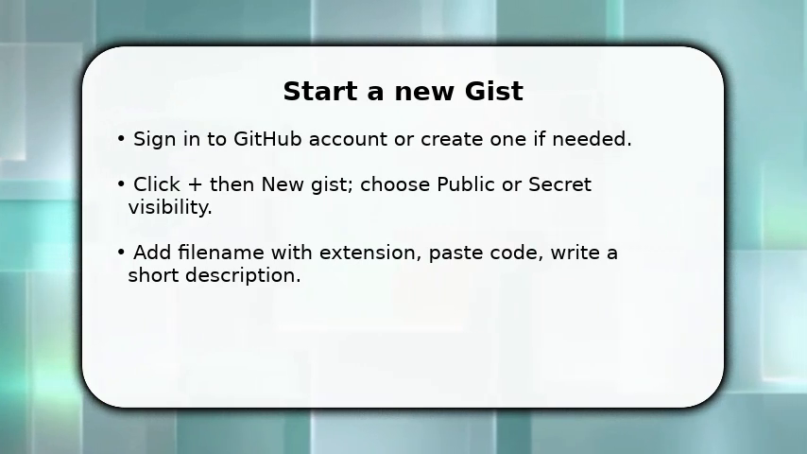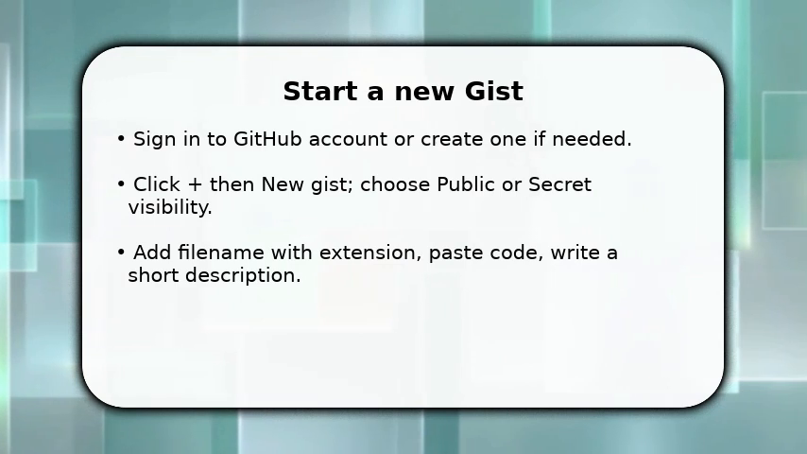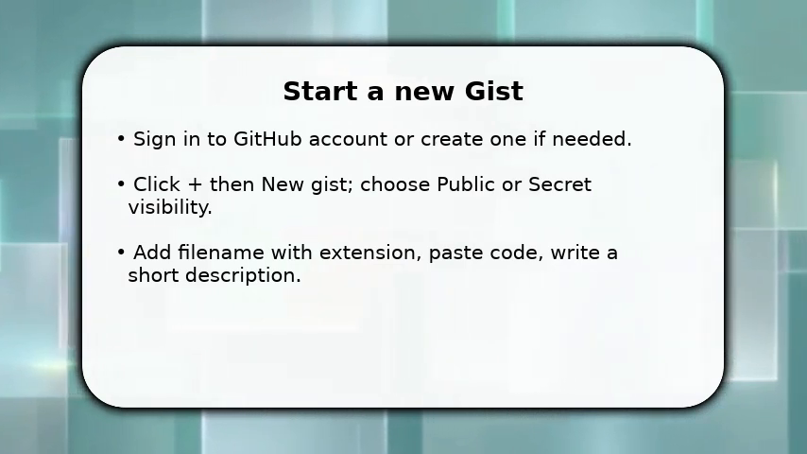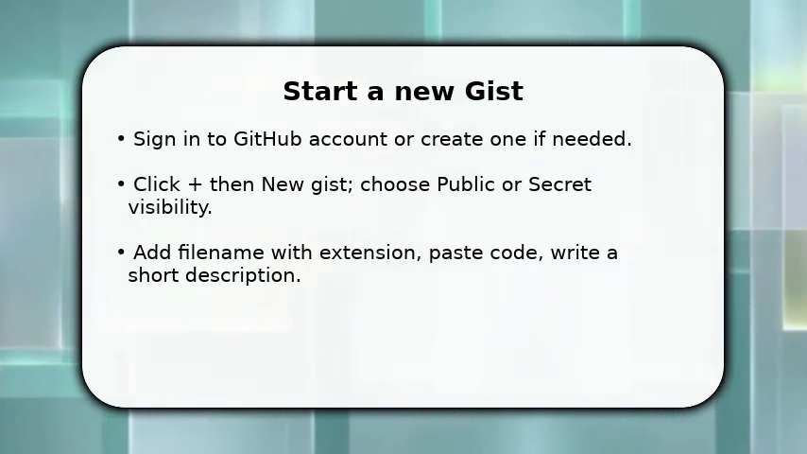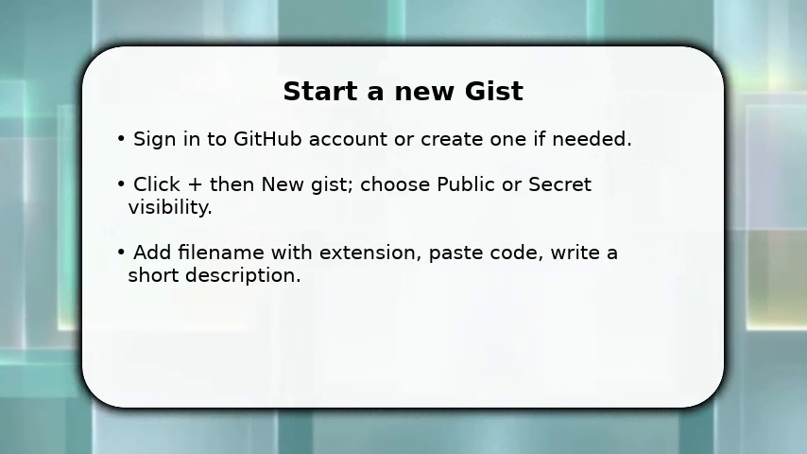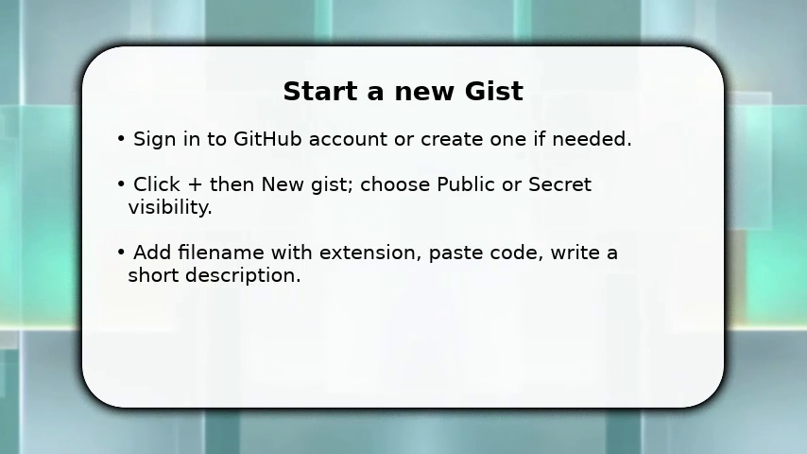Name the file with an appropriate extension so syntax highlighting works, then paste code or notes into the content area. Once done, add a concise description to explain purpose and click Create Public Gist or Create Secret Gist to save. This immediate save gives you a permanent URL you can share.